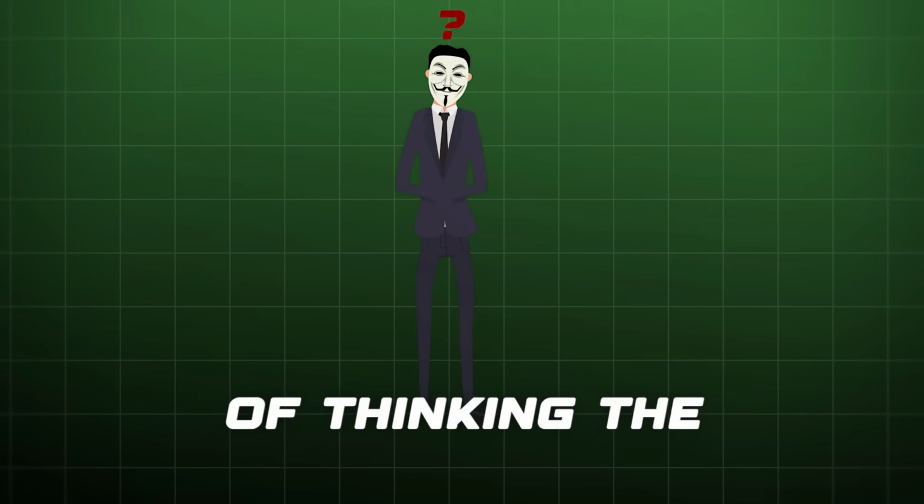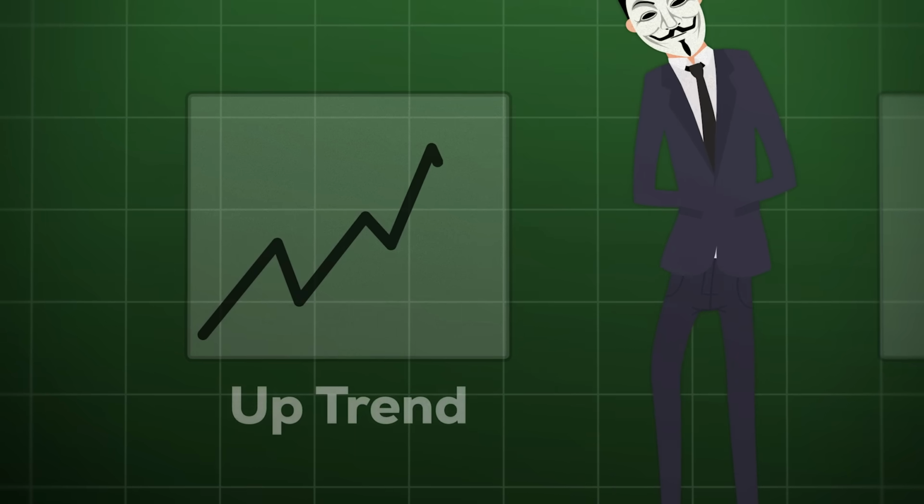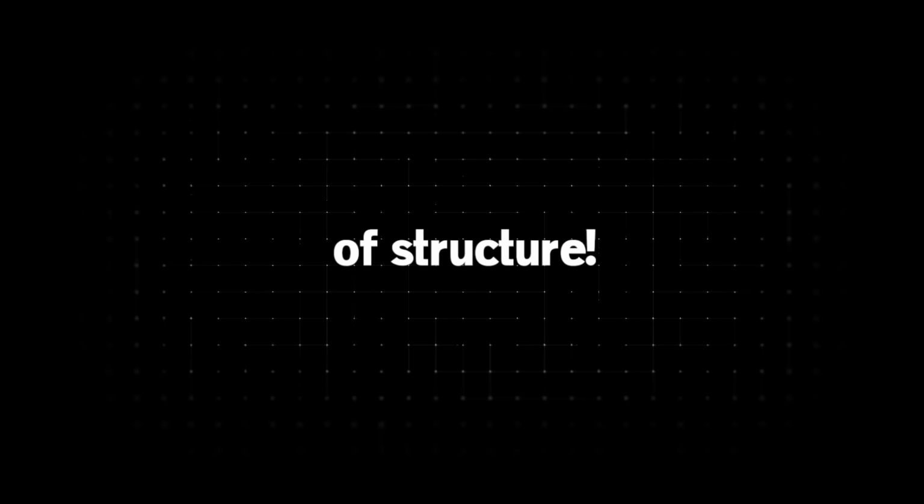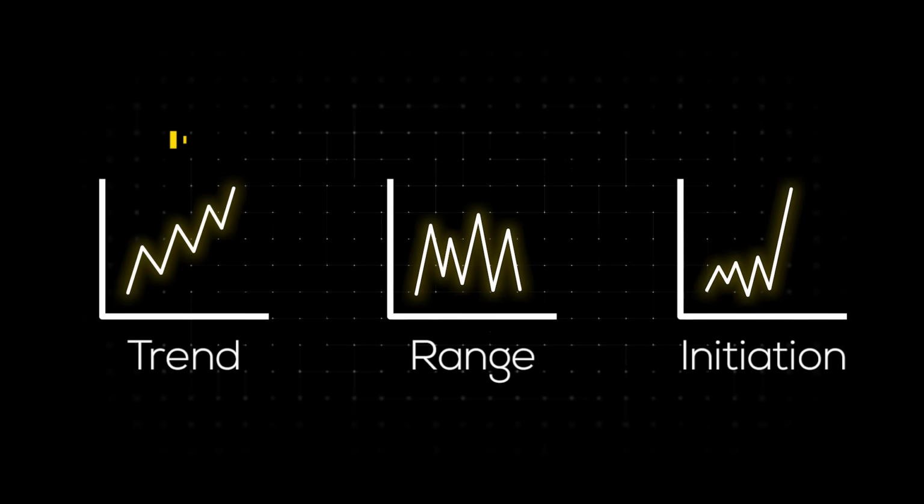Gone are the days of thinking the market only moves in an uptrend and a downtrend. This is a basic understanding of structure. There are, and has always been, 3 market structures. Each structure creates the next.